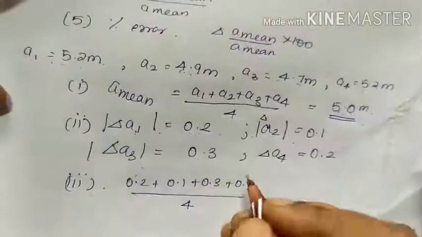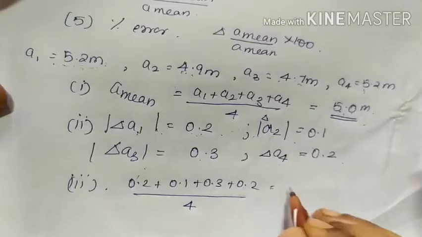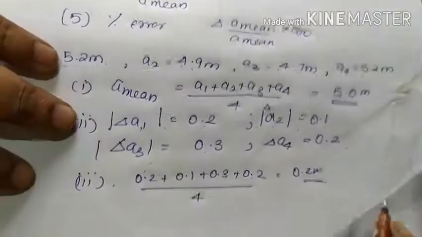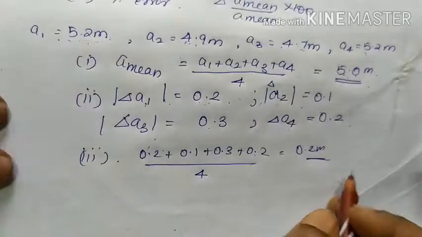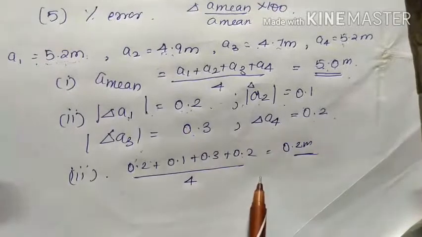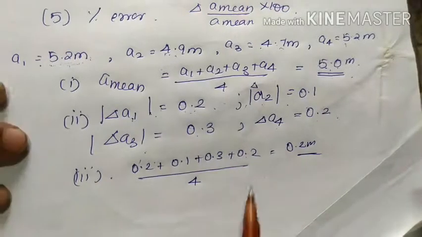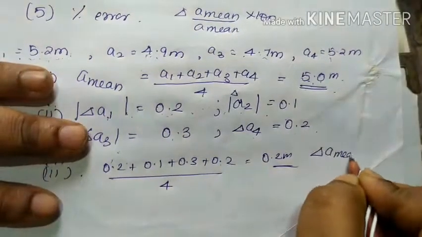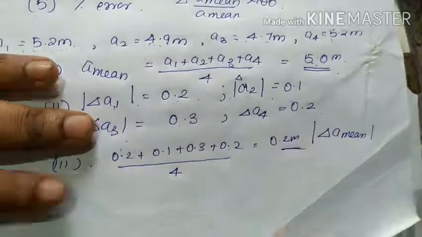You will get a value quite close to 0.2 meter, because 0.2 is repeating. So the answer is 0.2 meter. That is your absolute mean. You got the value like this? Any problem? No. Now I am writing it as delta A mean, the absolute mean error.